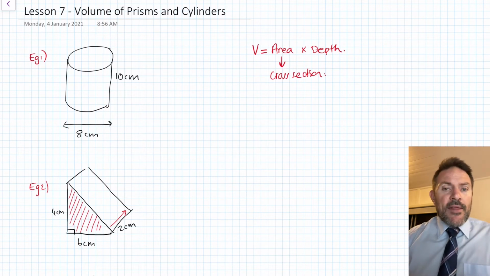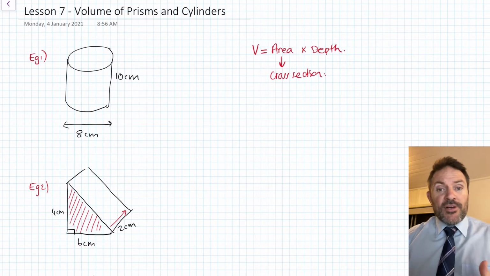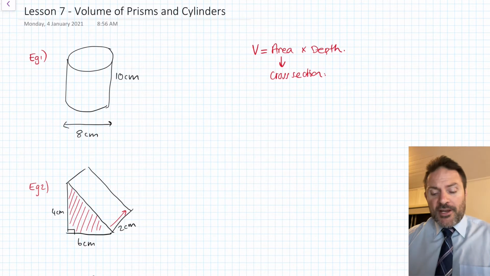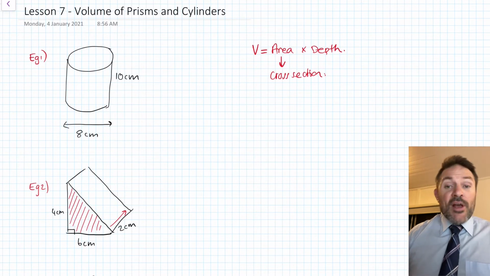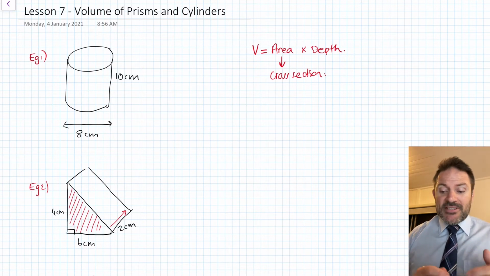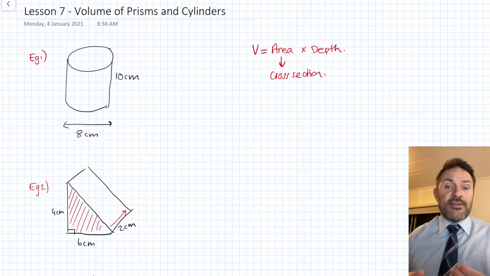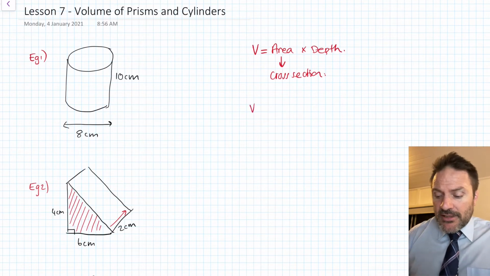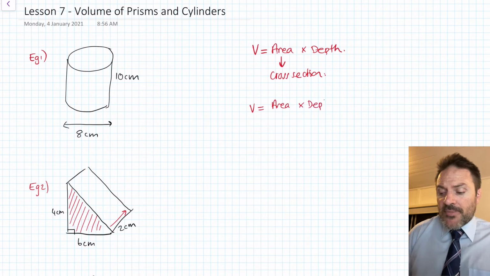So try to get out of the habit of saying side times side times side, okay? Because it only ever works for the cuboids, the cube or the rectangular based prism. Now, as I mentioned last lesson, we have to separate prisms and cylinders because a cylinder is not a prism, because it doesn't have a vertice, all right? So a cylinder is still exactly the same thing. It's still area times depth.